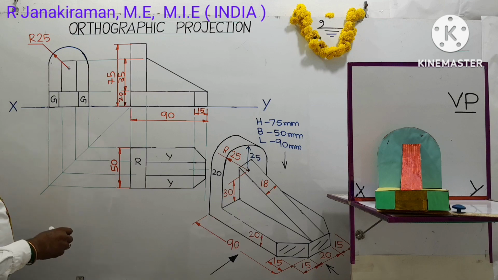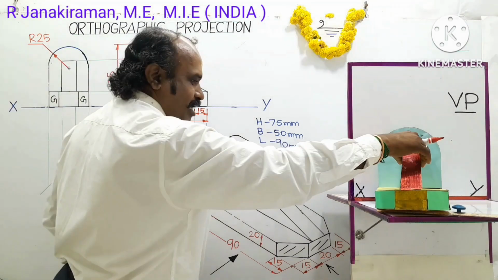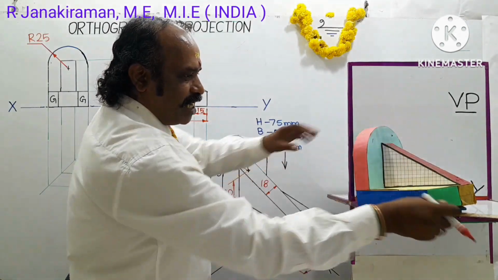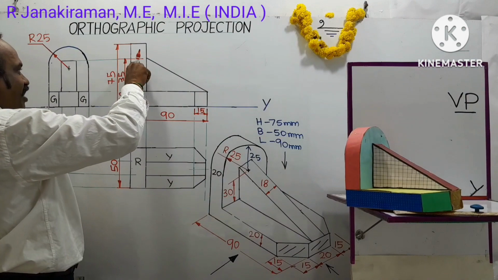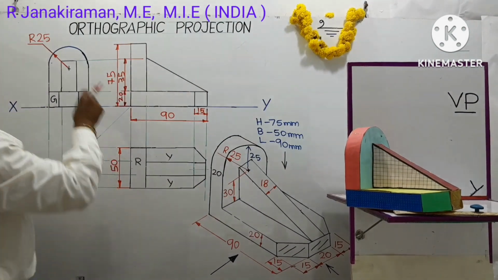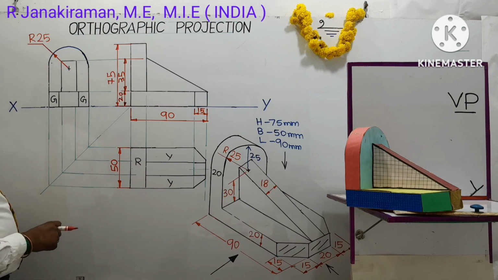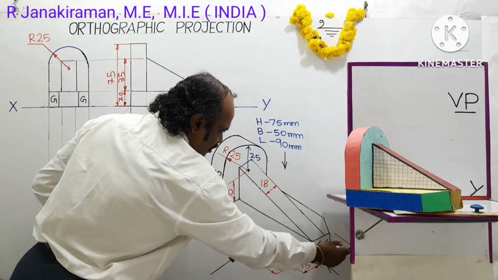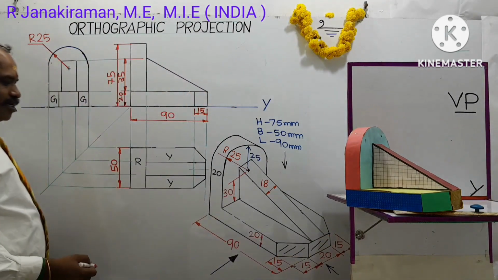Next, the height we previously marked in the front view. The triangular portion height is taken as 35 mm. No need to repeat this. The same height will be here also, so we need not repeat the dimension. Then we mark the base as 50 mm. 50 mm is the overall breadth of the object.